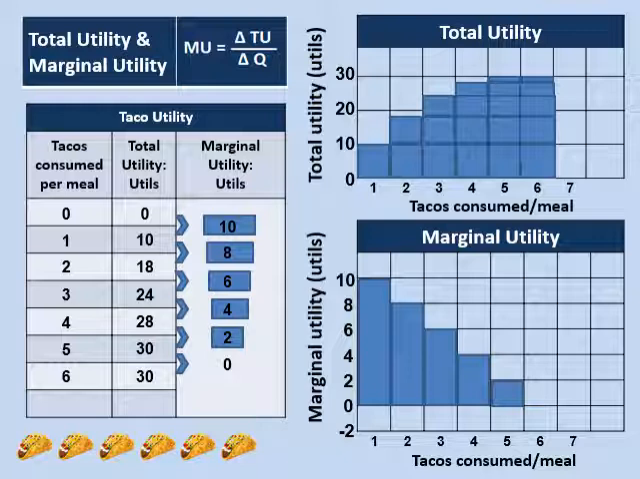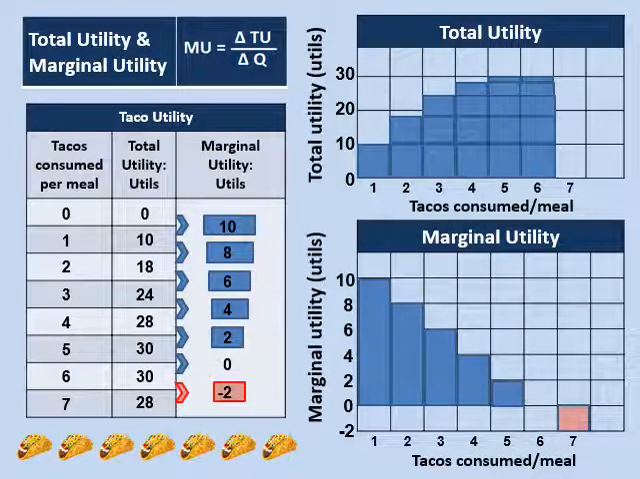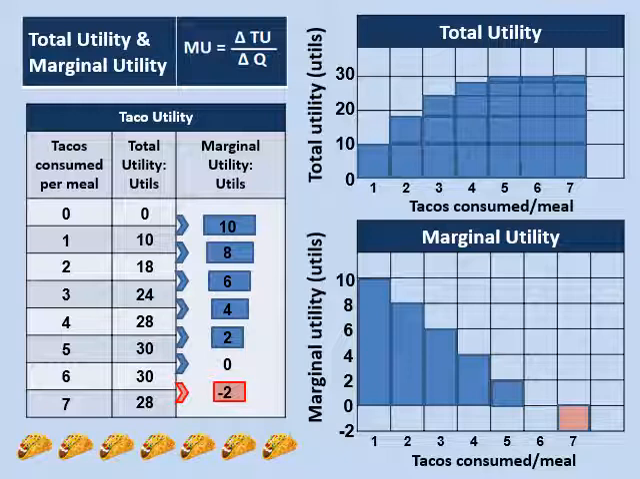We really should stop here, but we had a little bit of money left in our budget. We decided to have a seventh taco, and that's a mistake. It actually makes us a little bit nauseous, so our utility goes backwards. We suffer a negative 2 utils. So our marginal utility actually declines by 2 utils, and our total utility, which had been at 30, declines to 28.